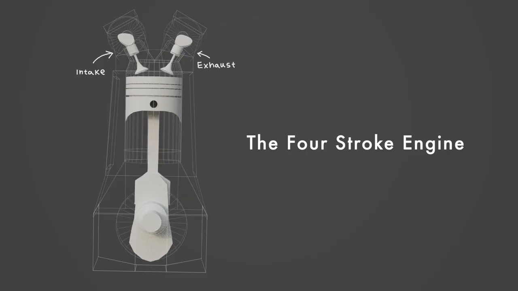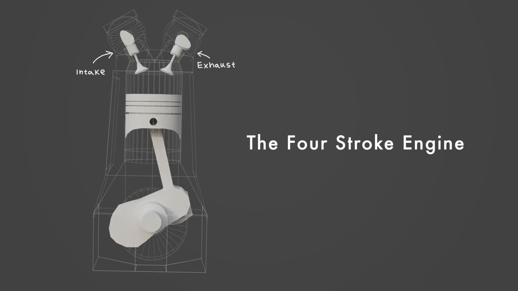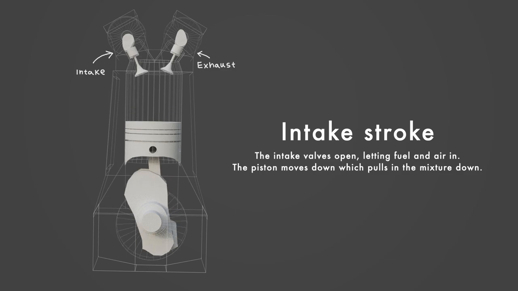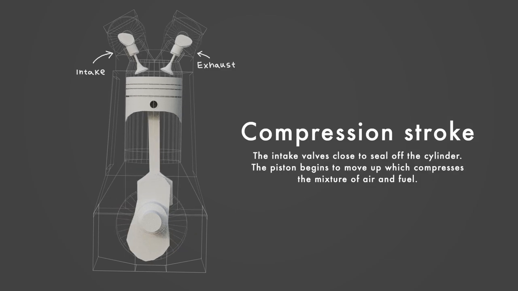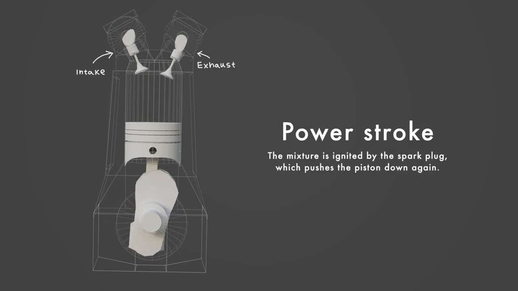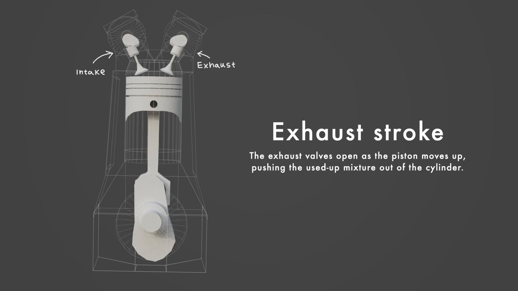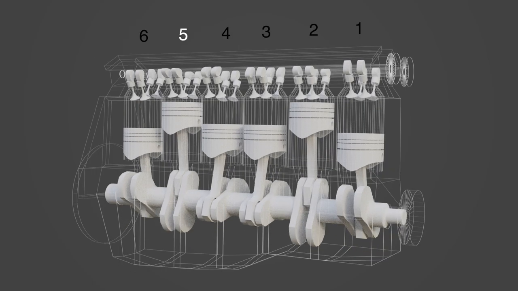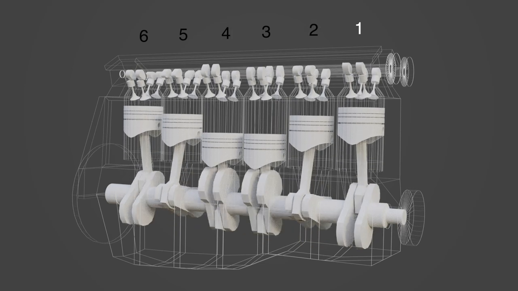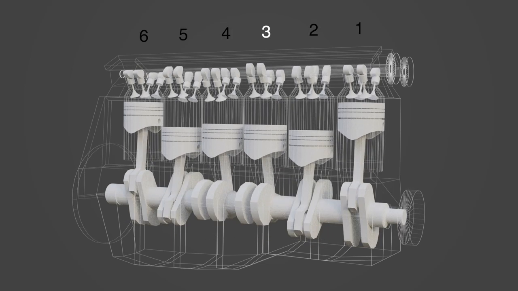Just a quick summary on how an engine works: most engine movements are broken down into four steps, or strokes. The intake stroke brings fuel and air into the cylinder, the compression stroke compresses the mixture, the power stroke ignites the mix, pushing the piston down, and the exhaust stroke pushes the used up mixture out as the piston moves back up. In an inline six like this, this process is happening in all six cylinders at different times to turn the crankshaft and create power.